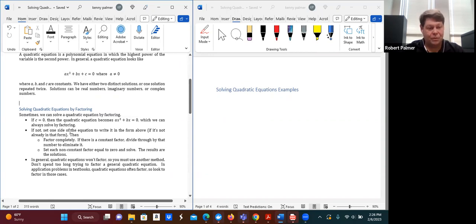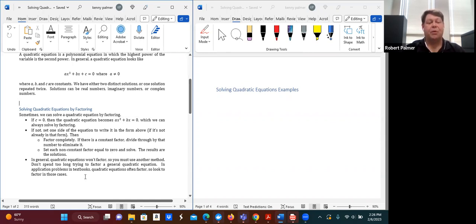Basically, we can solve the quadratic equation by factoring this way if we can write it this way. So if it's not already in this form, we write the equation in the form above. Factor it completely, and then set each non-constant factor to 0. The results are the solutions.